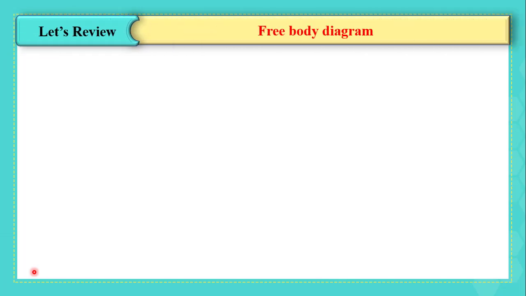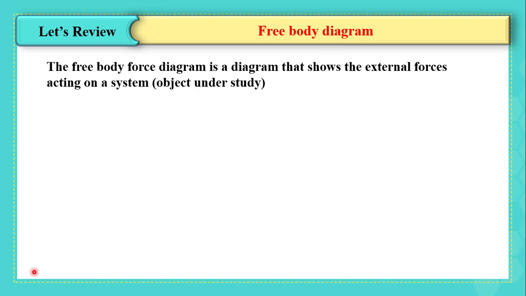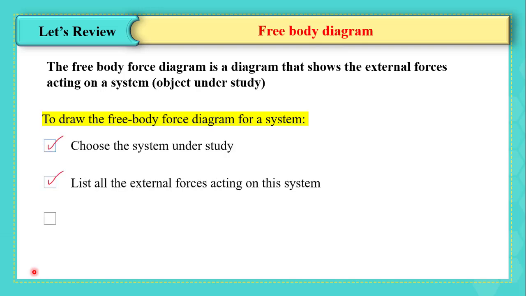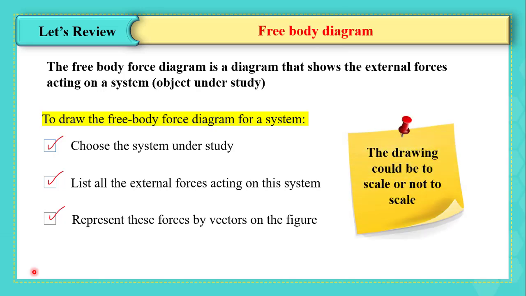Now when it comes to represent the group of external forces acting on a body, we say we are drawing the free body diagram of this body. To draw the free body diagram, we first choose the system under study, then we list all the external forces acting on this system. After that, we represent these forces by vectors on the figure. The drawing could be to a scale or not to a scale.